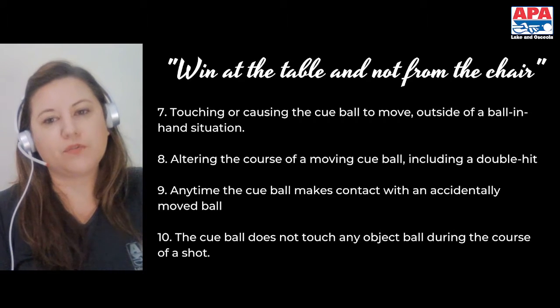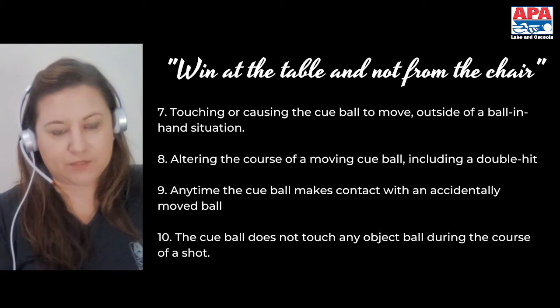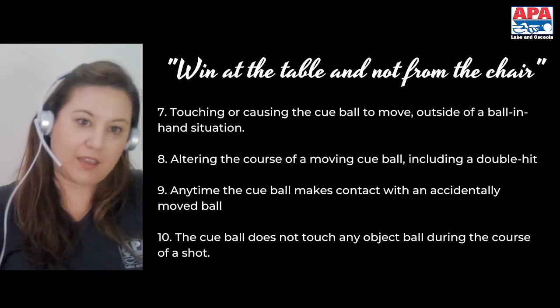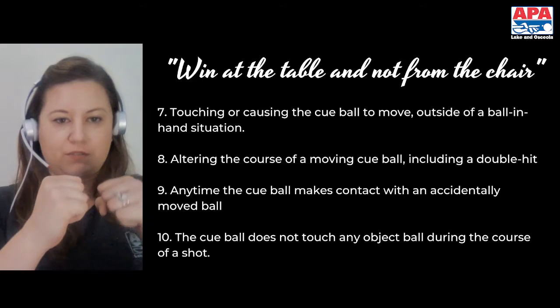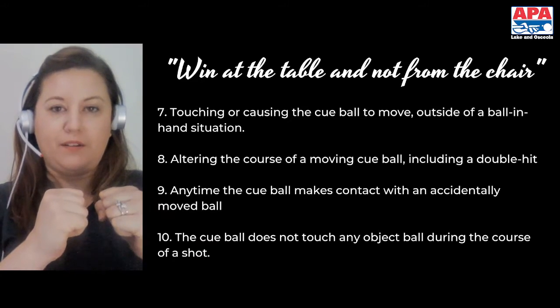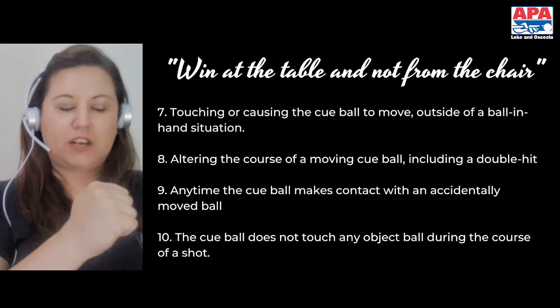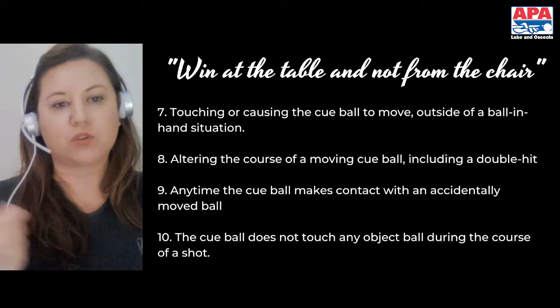Altering the course of a moving cue ball, including a double hit. A double hit is another thing you can watch a video on, but if your object ball is very close to the cue ball and you're shooting directly at it, there's a good chance that you actually double hit that cue ball, which alters the course of the ball.